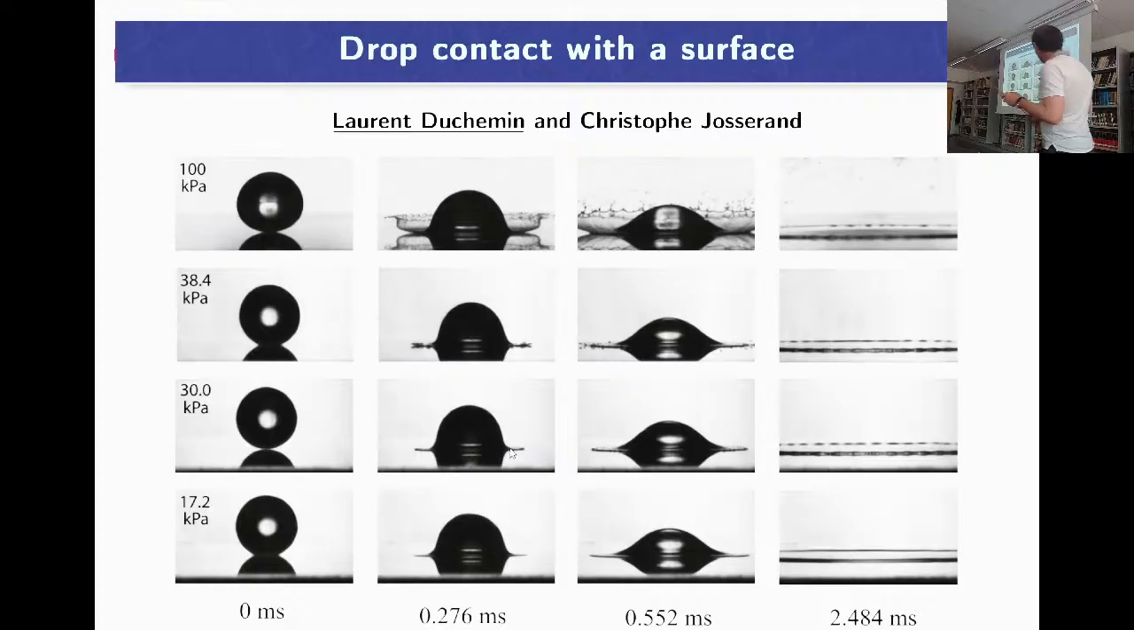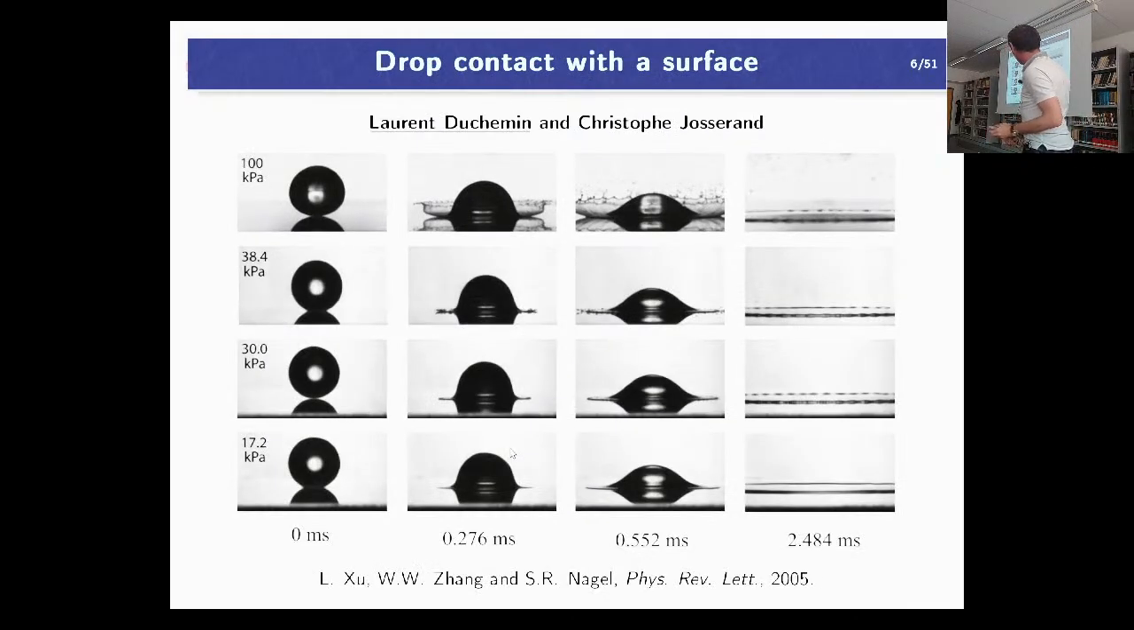Okay, so the first problem. I've been working on these two subjects with Christophe Josserand. He was in LadHyX, and a lot of you know him, I guess. And so the whole story started with this amazing paper from Sid Nagel's group in 2005. I think this is the reason why there are 20 sessions at APS about drop impact, and why half of D'Alembert is working on this.